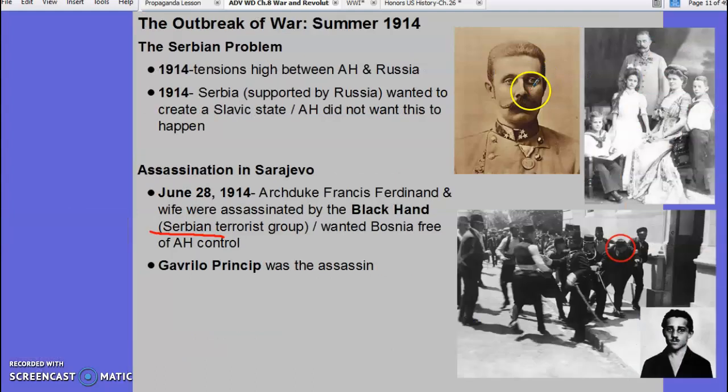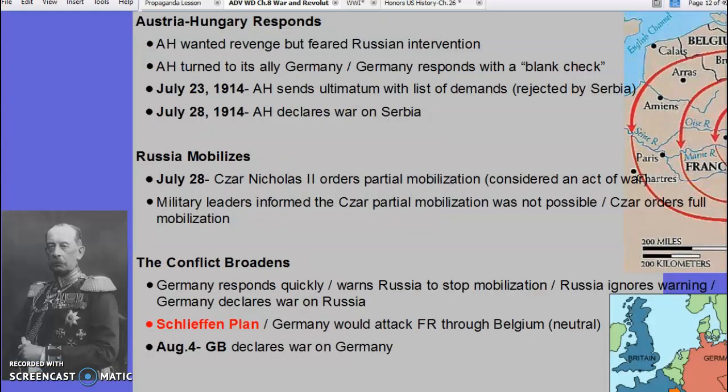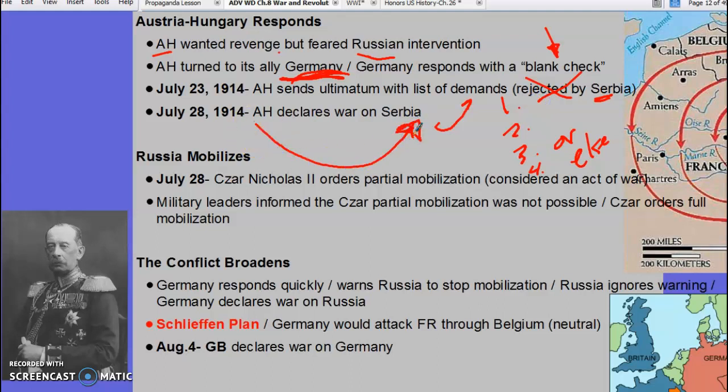Austria-Hungary just lost their future king and queen because they were assassinated by this Serbian. They want revenge. Austria-Hungary wanted revenge but feared Russia. Well, who was Austria-Hungary's ally? Germany. Germany says, do what you want, we've got your back. Basically, Germany wrote them a blank check. Austria-Hungary sends an ultimatum, which is a list of demands, to Serbia that you better do this, this, this, and this, or else. Serbia rejects the ultimatum. Austria-Hungary declares war on Serbia. Russia is upset because that's their little brother.